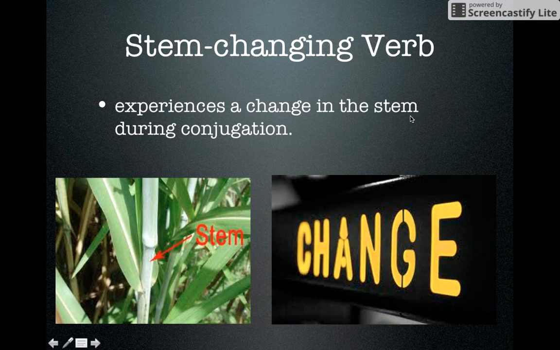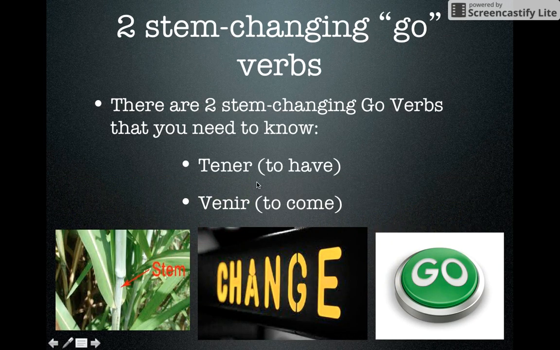Now, go verbs can also have stem changing in the actual verb itself. So let's go ahead and talk about those. And we have 2 that we need to remember. The first one is tener, which is to have. The second one is venir, which is to come or to arrive. So again, you have tener and venir, which are your only 2 stem changing go verbs that you'll need to remember.